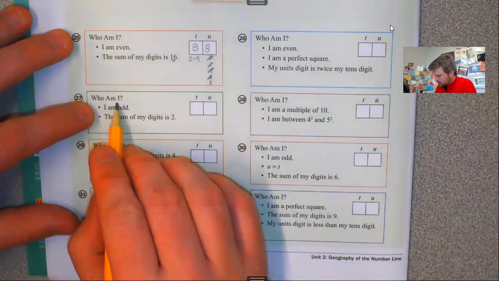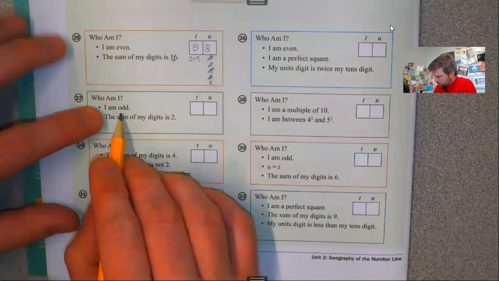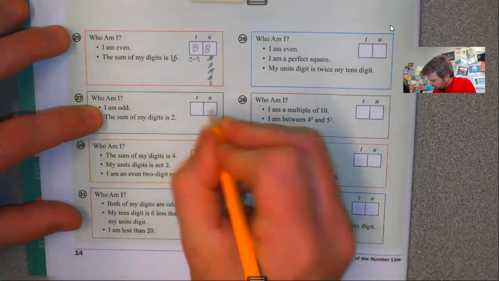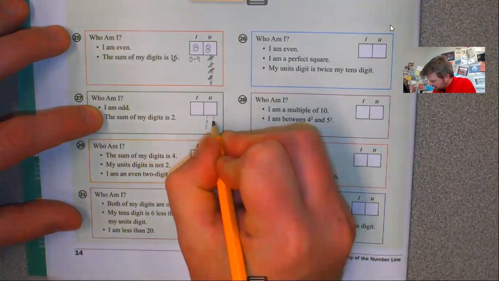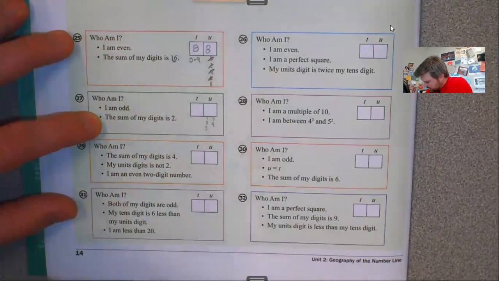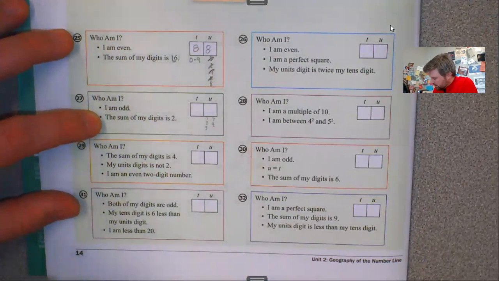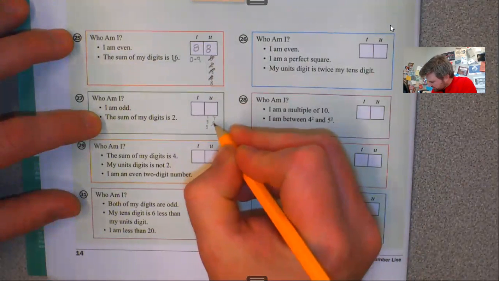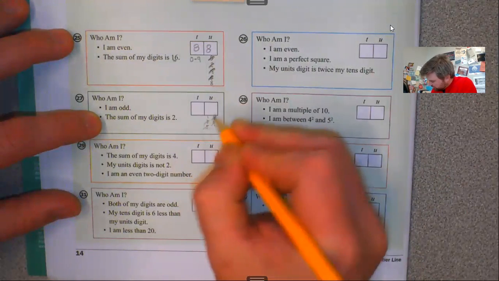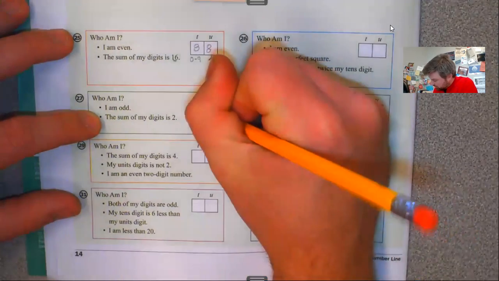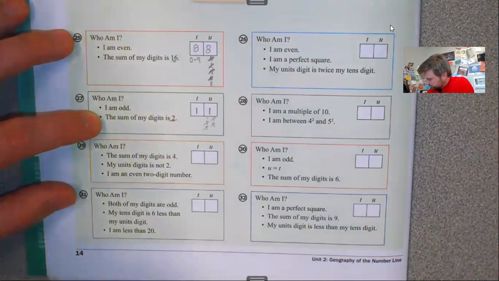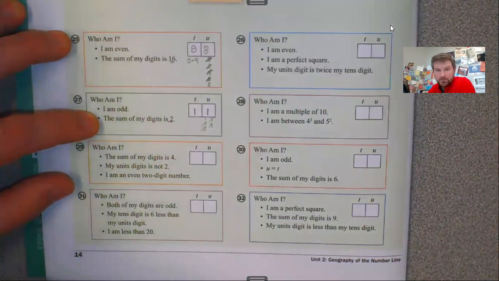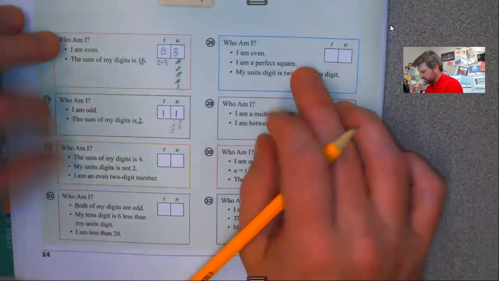Who am I? I am an odd number. So that means this one spot needs to be 1, 3, 5, 7, or 9, an odd number. The sum of my digits is 2. Well, I can mark these numbers out because those are already above 2. So this has to be a 1. And in order to get a 2, this also has to be a 1. All right. I kind of went out of order here. Let's go to this one.